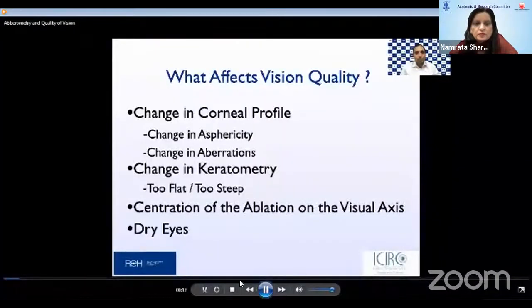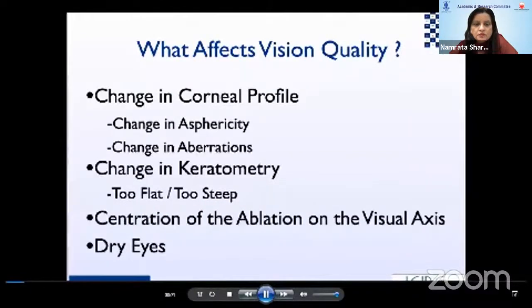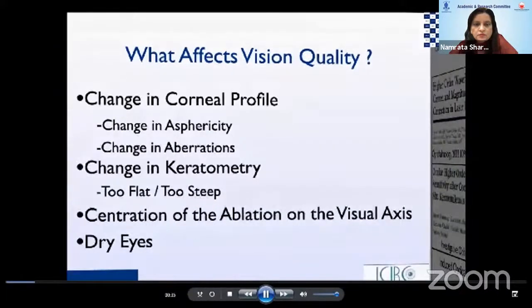Quality of vision is affected in refractive surgery by the change in the corneal profile, mainly the asphericity and induction of higher order aberrations. The change in the keratometry, typically flattening more in myopic LASIK. The centration of the ablation that we do with respect to the visual axis, and of course OSD or dry eyes, which is the bugbear for any refractive surgery.